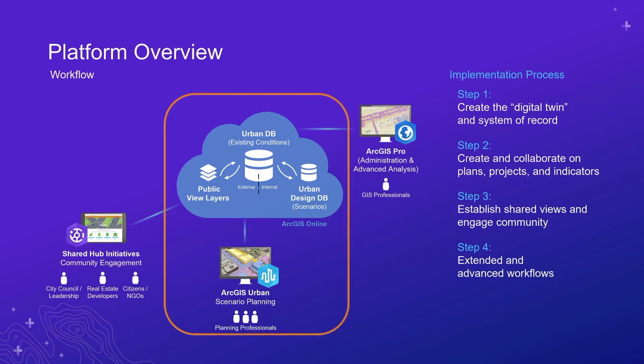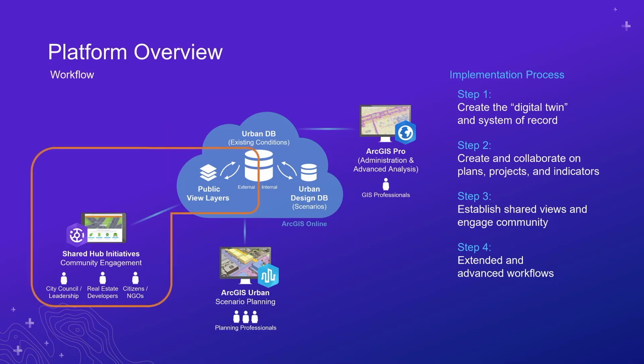But once it's all up in ArcGIS Urban, then the planners, the planning professionals, don't have to go back to the professional GIS products to create and collaborate on their plans, projects, and indicators. They can do that on their own directly in ArcGIS Urban with these focused urban planning workflows, which are much easier for them to use and to understand. Once they've got a plan or a project to the point where they're interested in getting feedback, they can share it, right, out to the community and engage the community to get feedback.